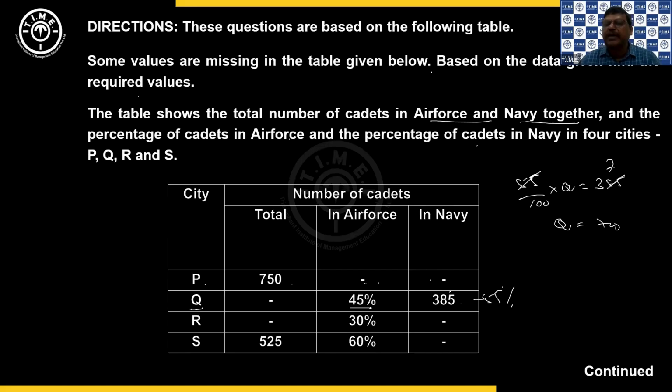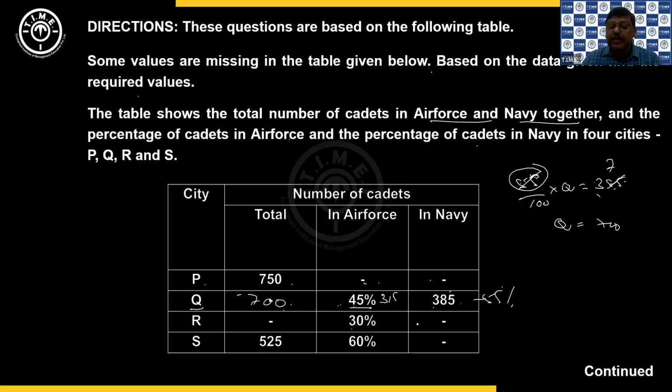You may do step by step. I'm saying definitely there will be some relation. That's what I'm saying. How many times 55 is 385? Q is 700. We can identify. Out of 700, if this is 385, this will be how much? 700 minus 385, 315. Because it's 45% of 700.